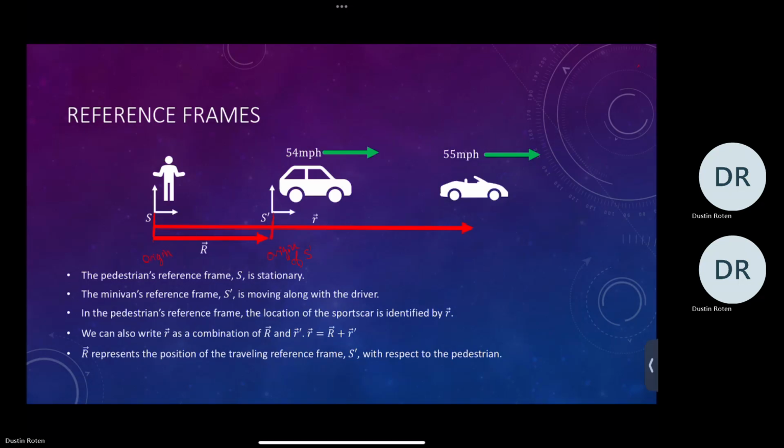That's how we're characterizing how these two reference frames are moving with respect to each other. That's what the capital letters are for.